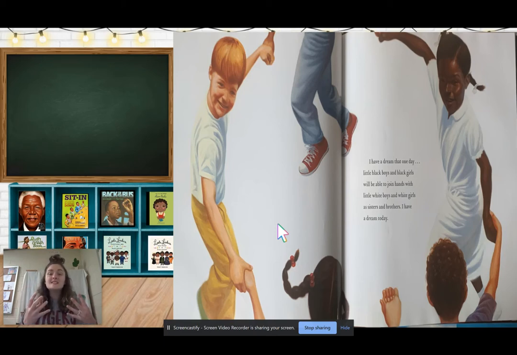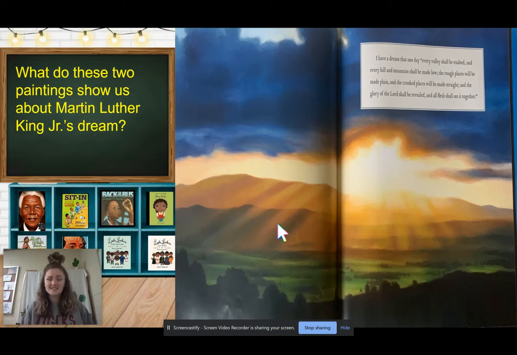So his dream was that all people, no matter the color of their skin, could join hands and be together. So part of his dream is that children that are black, are white, or are from different cultures, different races, that they could come together, that little boys and girls can play together no matter the color of their skin. And this text, this page, talks about his dream that all things will be made equal, right? So his dream is for equality for all people. So these paintings are working together with Dr. King's speech.